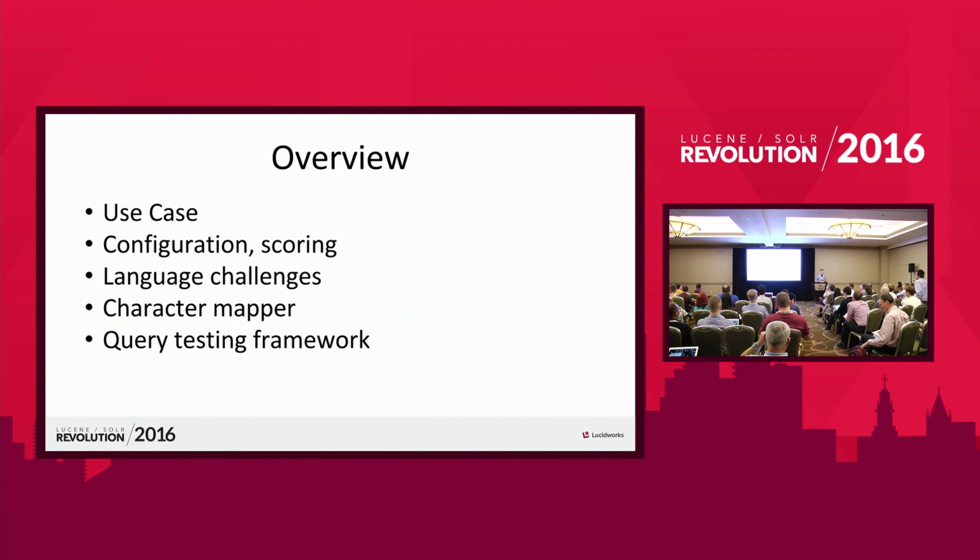I'll start by talking about our use case a little bit, and then we'll get into configuration, not too much detail, but just to give you an idea what kind of Solr configuration we're using. And I'll talk about scoring because that's an important part of this. And then I wanted to jump into some of the language challenges we've seen in the last couple of years, and then talk about this custom component we've open sourced. It's actually a patch right now, a character mapper. And then I'll talk about another open source component that we used, a query testing framework that we also open sourced.